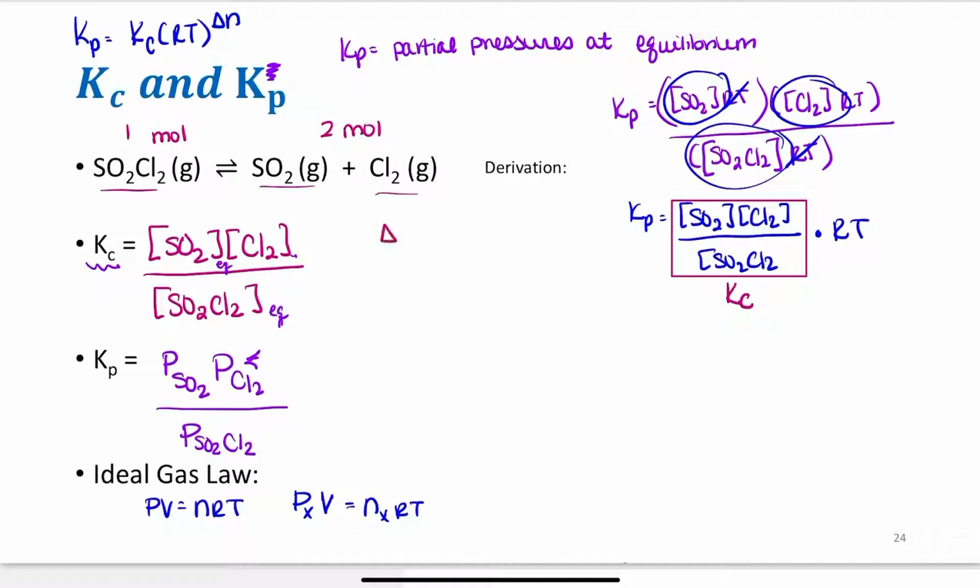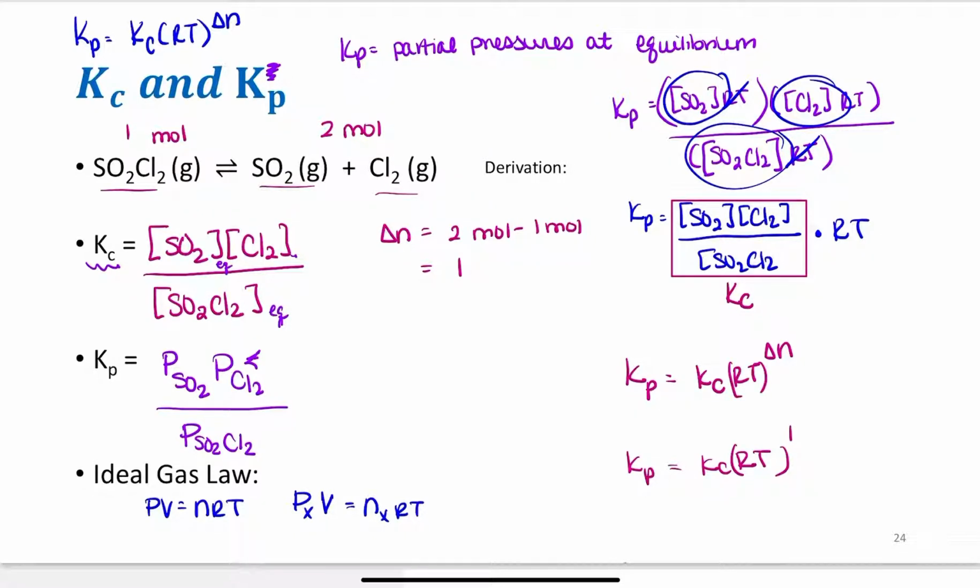So my change in N, change is always final minus initial. I have 2 moles minus 1 mole, which overall gives me an answer of 1 here. The equation: Kp equals Kc times (RT) raised to the change in N. Here, for this specific example, Kp equals Kc times (RT) raised to a 1, and these are parentheses around here.